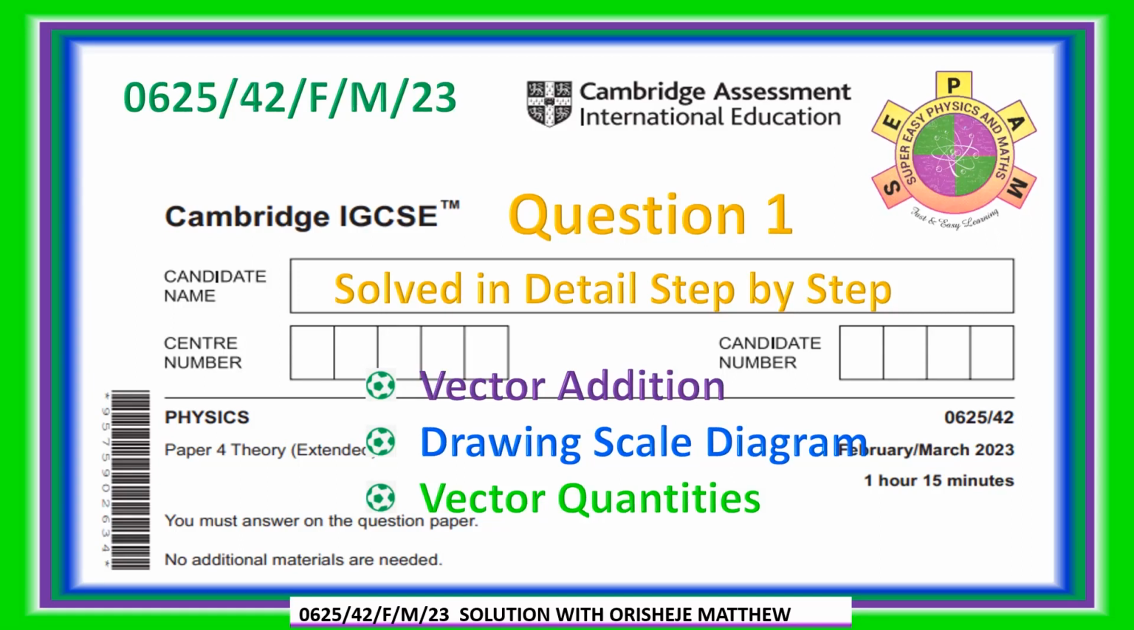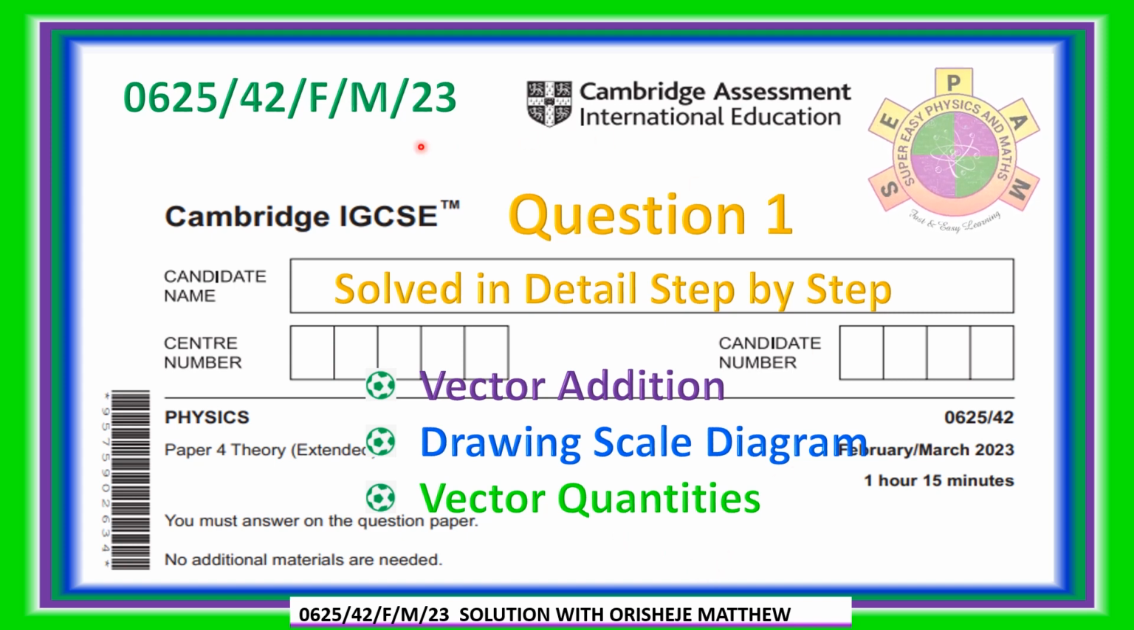Mathematics. Today we are looking at the review of Physics Paper 4 Extended, February-March 2023. Total duration is 1 hour 15 minutes. And then question 1 of this paper has to do with vector addition, scale drawing, and vector quantity. So let's look at it.